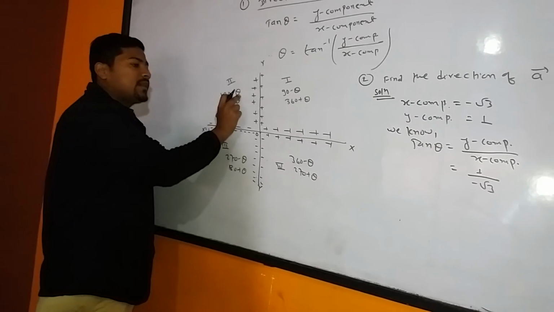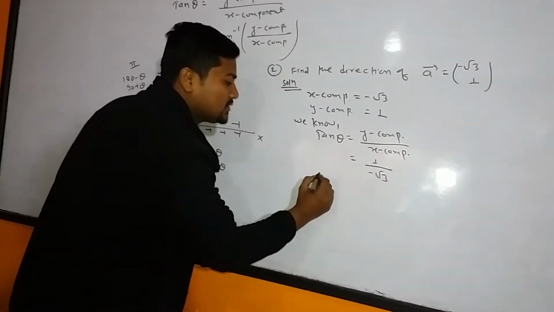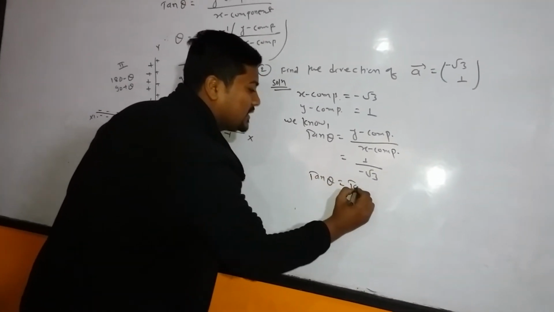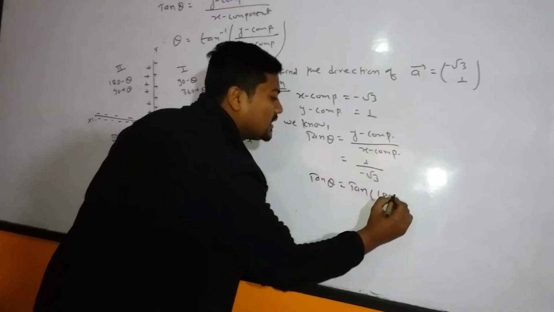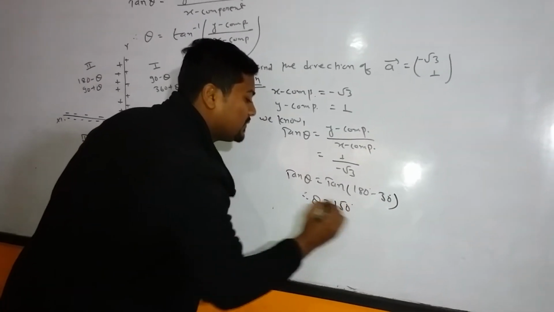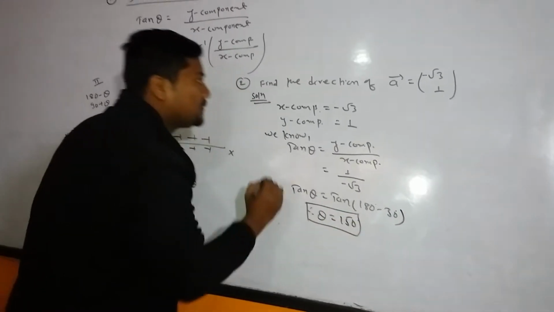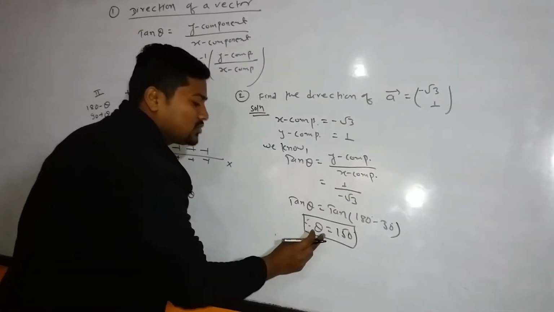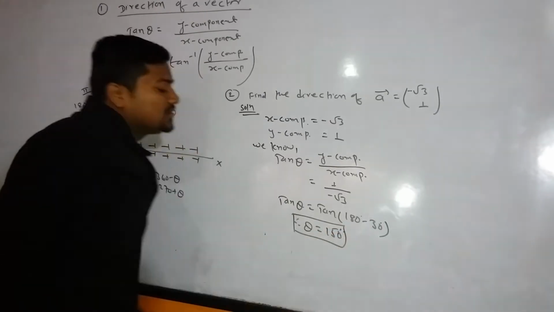Then 180 minus 30 degree. So now tan theta is equal to what you can write? Tan of 180 degree minus 30 degree. Therefore theta is equal to 150 degree. And what we can say, the direction of A vector is equal to 150 degree.